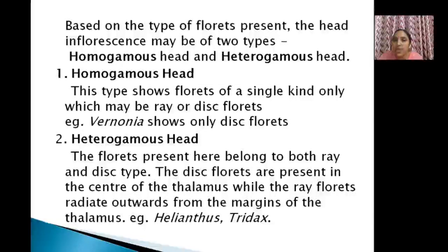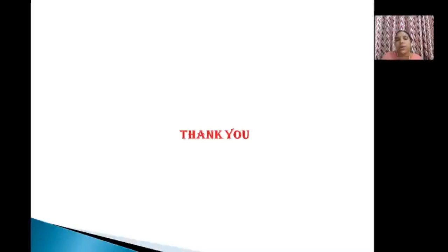What is the character of a head? A head has small flowers known as florets, peripheral flowers and central flowers. Peripheral flowers are ray florets, the central ones are disc florets. Sometimes there is only one type, then that head is known as a homogamous head. If two types of florets are present, that is a heterogamous head. So you have to study how to differentiate both of them with the examples. Okay, I hope you clearly understood.